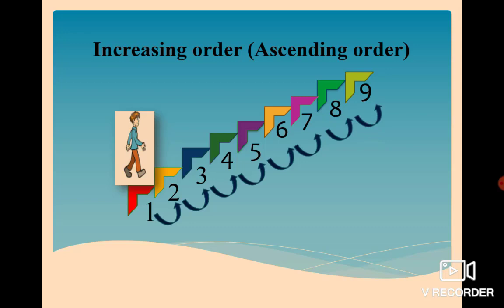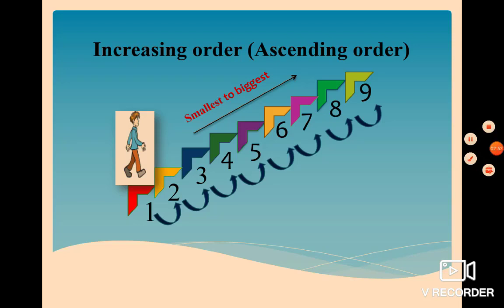As he climbs each step, he is ascending. Similarly, 1, 2, 3, 4, 5, 6, 7, 8, 9 is said to be in ascending order. See this arrow? It goes from smallest to biggest. Look here, 1 is the smallest number, then 9 is the biggest number here.